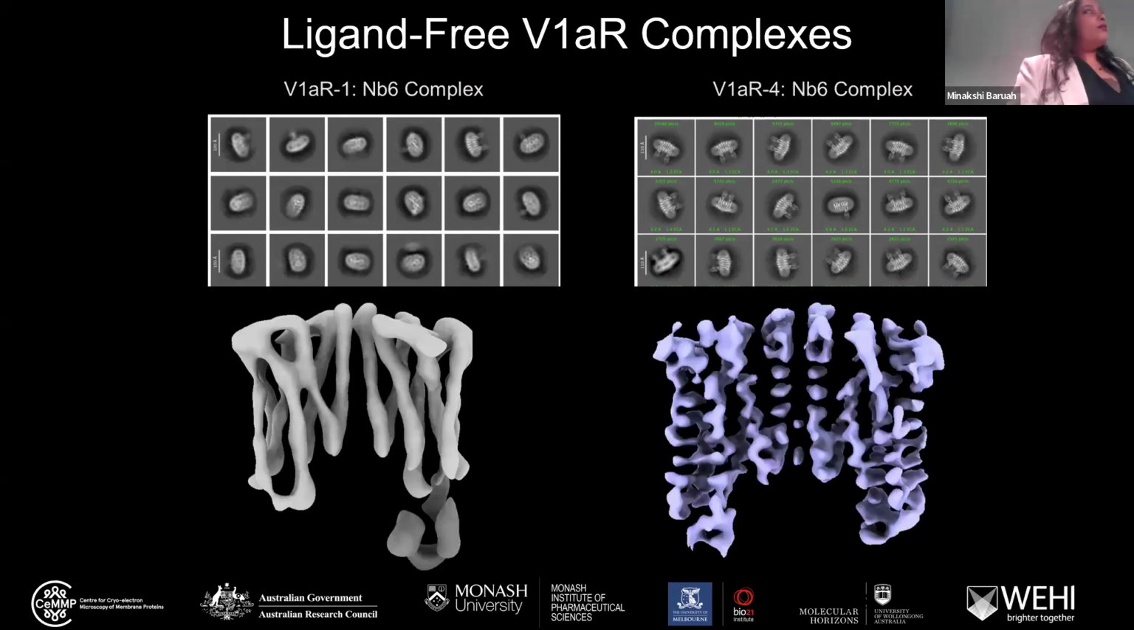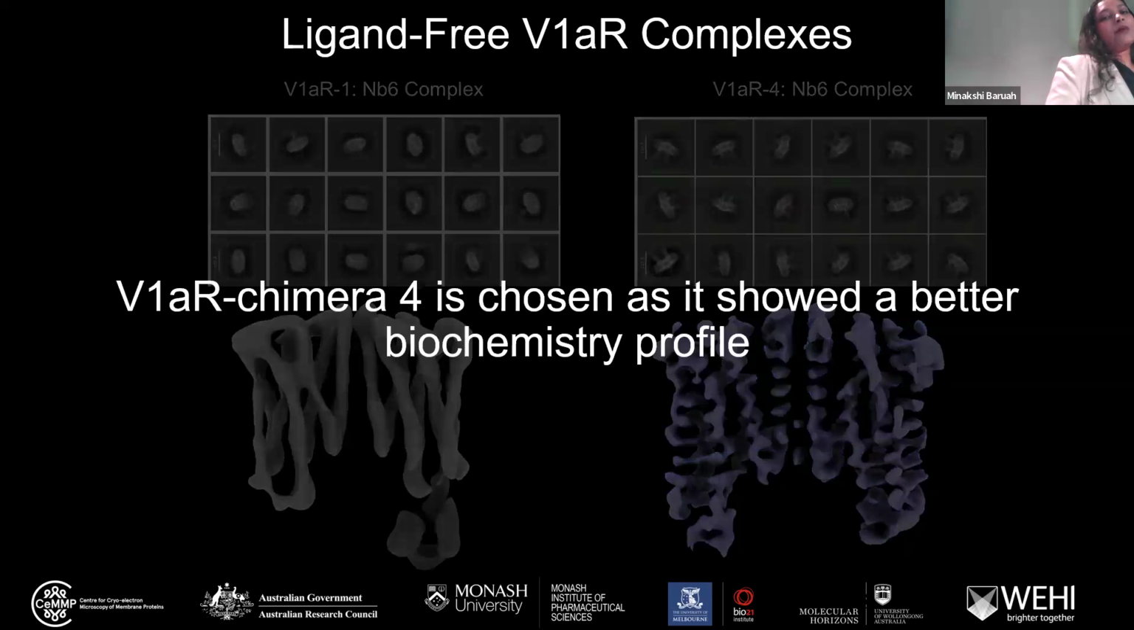However, we couldn't get high resolution 3D reconstructions for either of the samples, even though we could see the TM domain and nanobody 6 bound to both. And as I already mentioned, for chimera 1, only one protomer had the nanobody 6 density, whereas in chimera 4, we had the nanobody 6 density in both of them. This again suggests that chimera 4 might be more stable compared to chimera 1. Based on these results, chimera 4 was chosen to move ahead with for further structural characterization of V1AR, and not chimera 1.